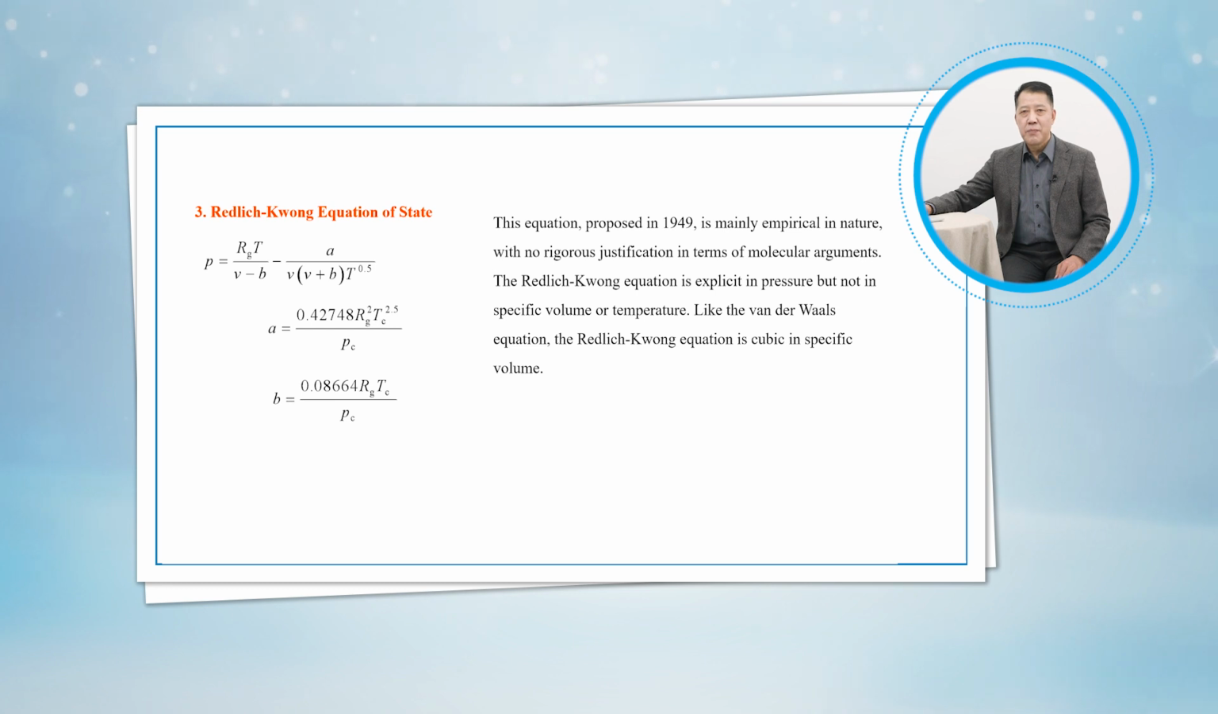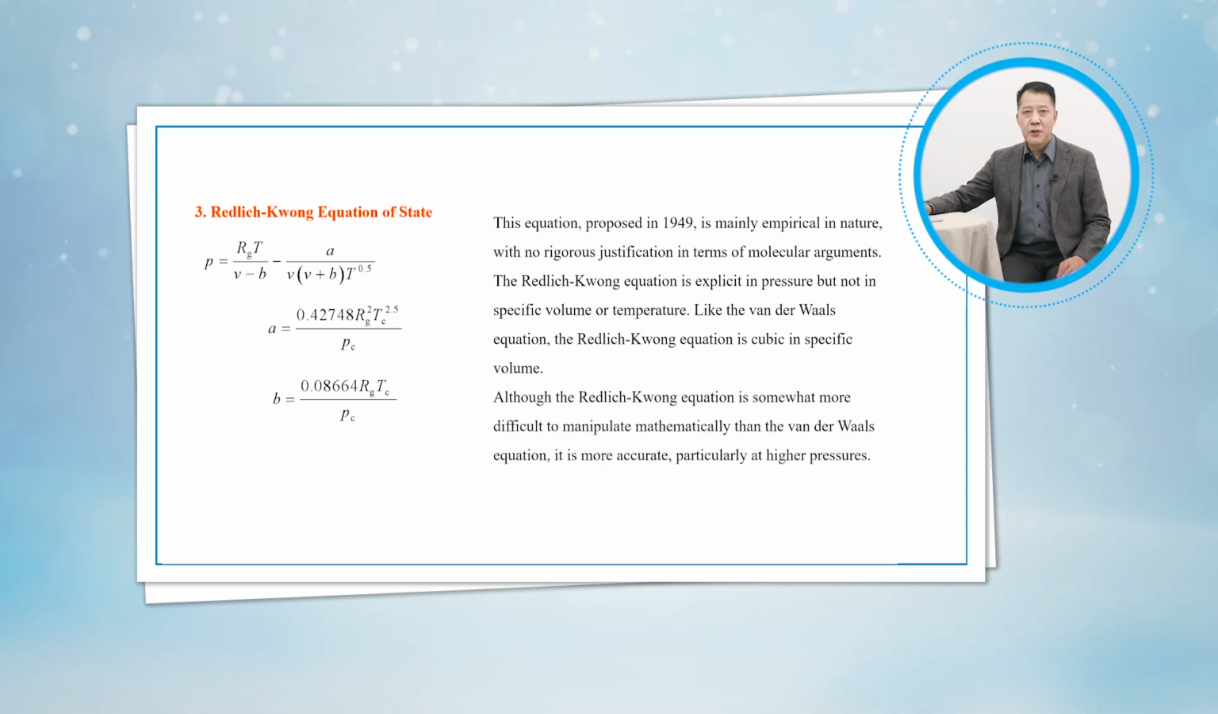This equation, proposed in 1949, is mainly empirical in nature, with no rigorous justification in terms of molecular arguments. The RK equation is explicit in pressure, but not in specific volume or temperature. Like the van der Waals equation, the RK equation is cubic in specific volume.